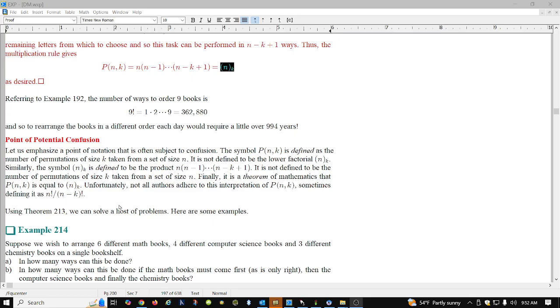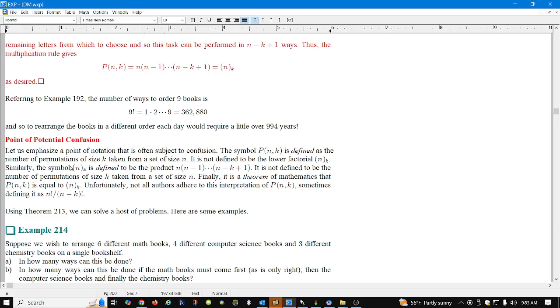So to be absolutely clear, this symbol, P(n,k), is defined as the number of permutations of size k taken from a set of size n. End of story. It's not defined to be n lower factorial k. It would be sort of a waste, a duplicate of notation, to simply say, let's set this expression equal to this expression.